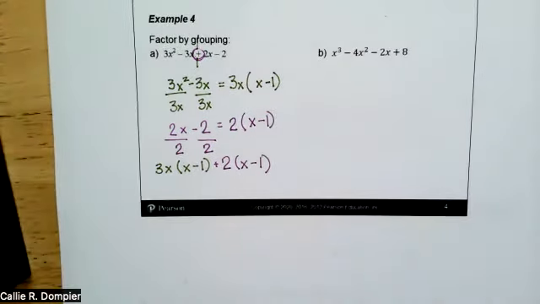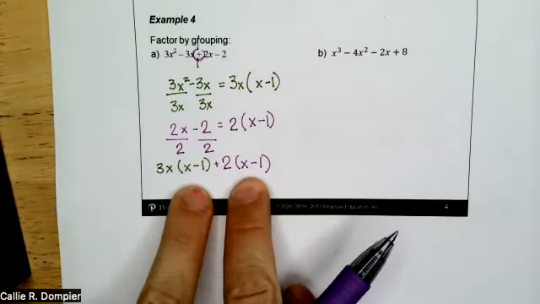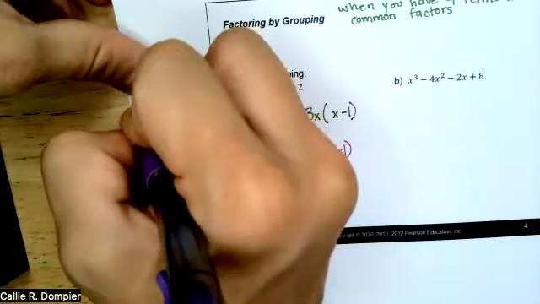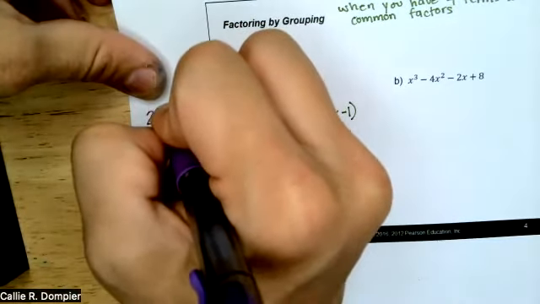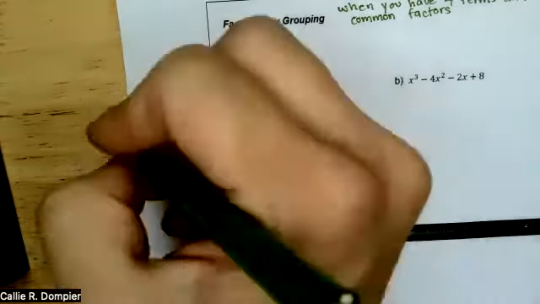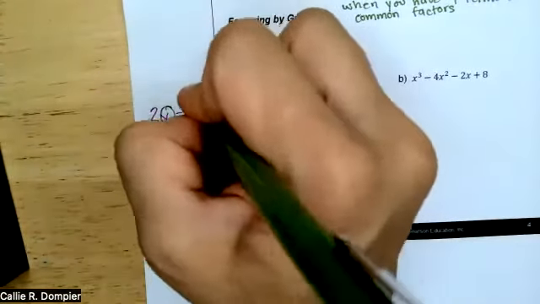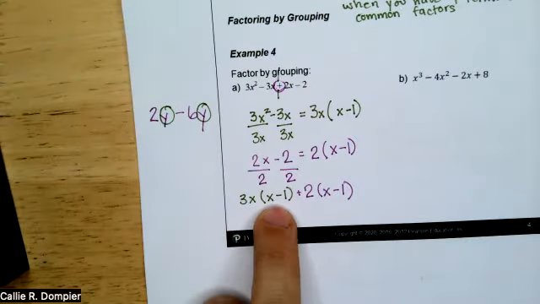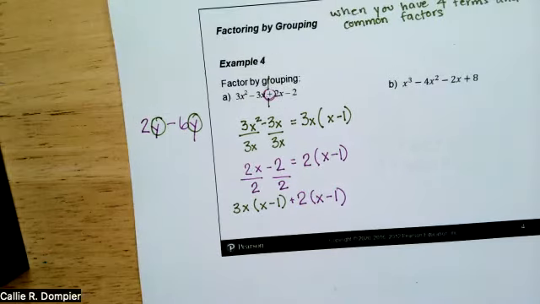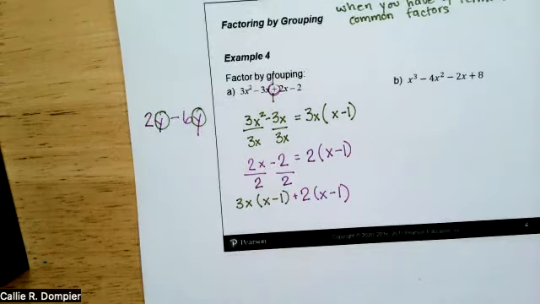Now, oddly enough, I have a common factor, right? Here, if it was 2y minus 6y, my common factor is the y, right? Because I'm multiplying this y by 2 and this y by the 6. Here, I'm multiplying the 3x by x minus 1. I'm multiplying the 2 by x minus 1. So x minus 1 is my common factor. So I take that out now, all right? I take out the x minus 1.